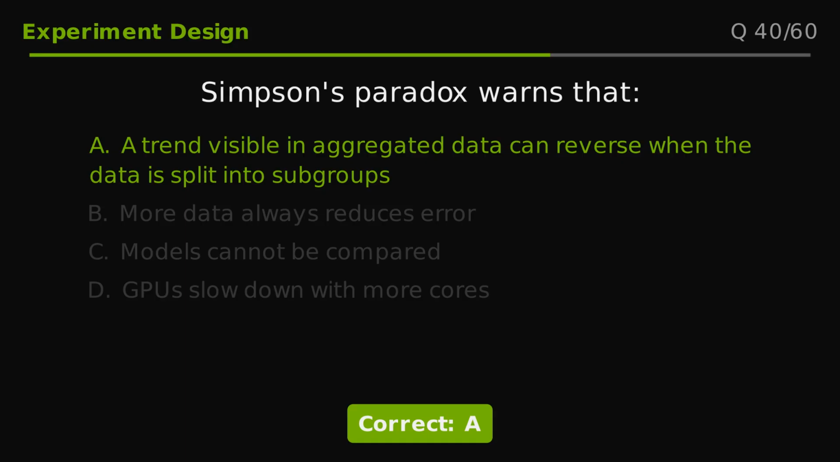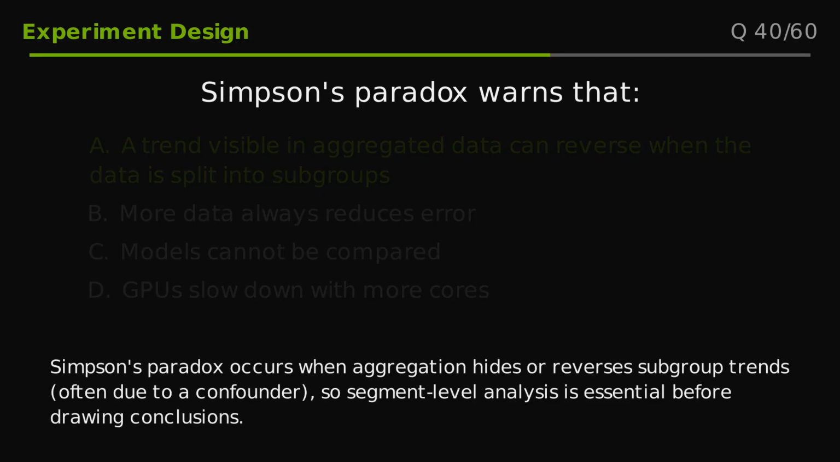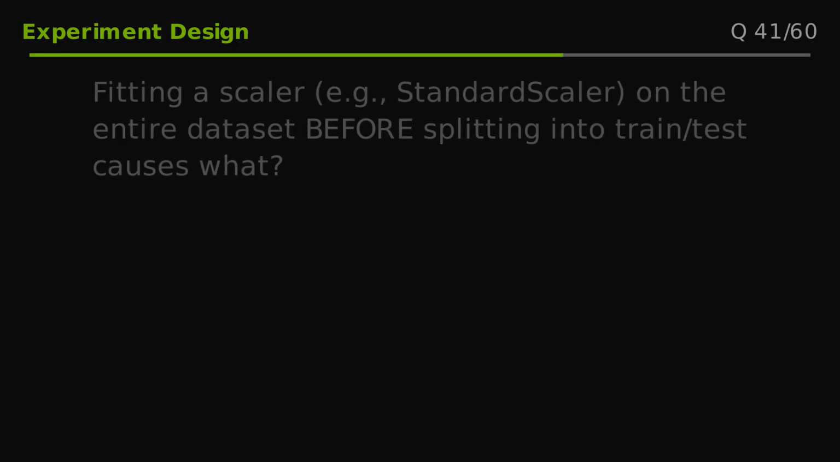The correct answer is B. Simpson's paradox occurs when aggregation hides or reverses subgroup trends, often due to a confounder, so segment-level analysis is essential before drawing conclusions. Question 41.